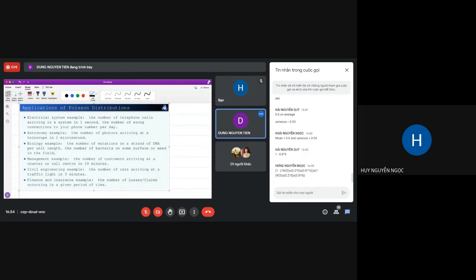the number of bacteria on some surface, the number of customers arriving at a counter or call center in 10 minutes, the number of cars arriving at a traffic light in 5 minutes, and the number of lawsuits occurring in a given period of time. So basically, it can be used to describe the number of events that you can observe during a period of time or within a region. All right. Here is the formal definition of a Poisson distribution.